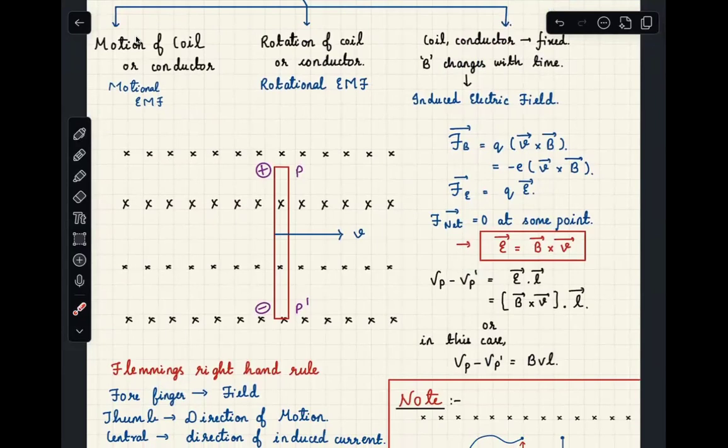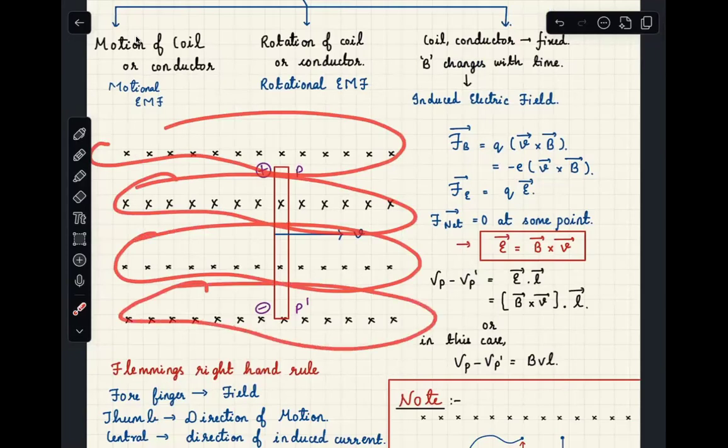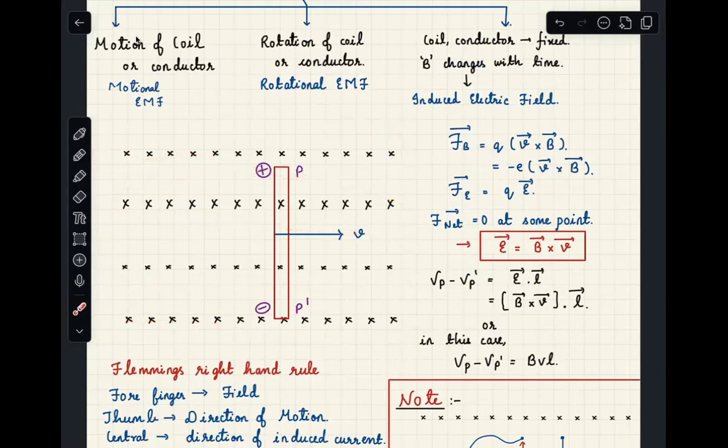Let us start with the translational case, the first case. Can you see an inward uniform magnetic field in the region of space there? All this is inward, inward, inward. Any doubts, boys and girls? Now you have a conductor. This one is the conductor. This conductor is moving with velocity v. An electron in this conductor is also moving with velocity v.